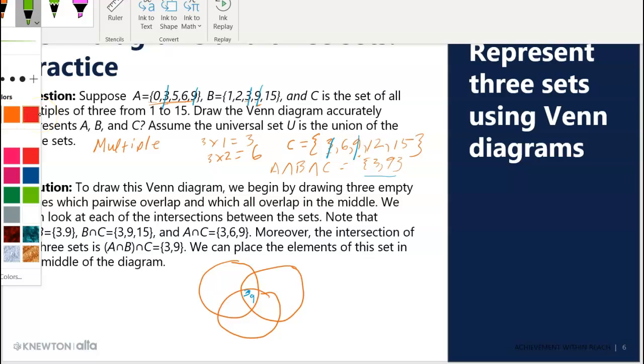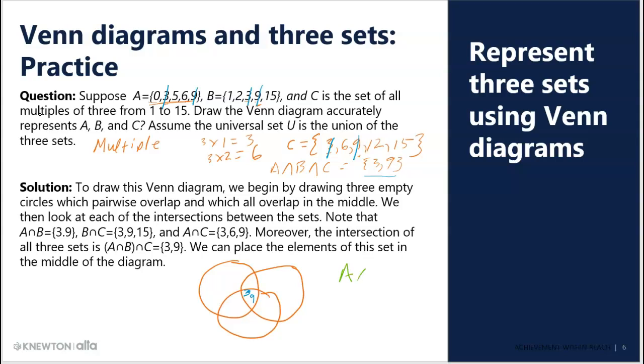Now I want to find the things that are just in A and B, but not in C. So really the way I would write this is A intersect B intersect C complement. That's what that means. A in B, but not in C. In other words, I'm not going to include the 3 and the 9 again because I've already taken care of those with the intersection of all three. So I'm just looking at sets A and B here.